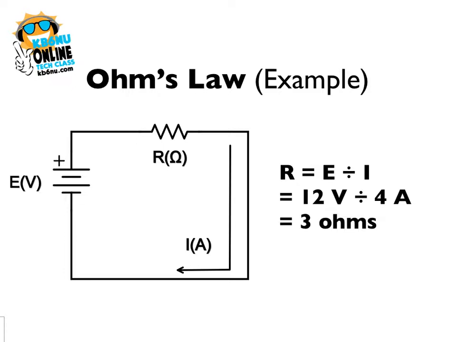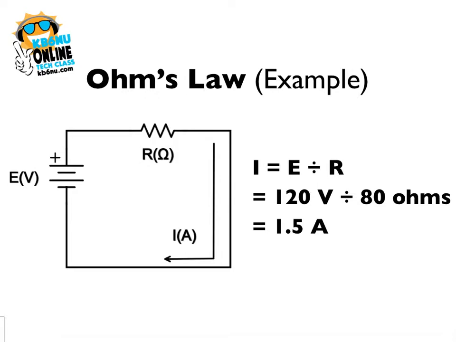Now let's take a look at another type of question. Question: what is the current flow in a circuit with an applied voltage of 120 volts and a resistance of 80 ohms? Answer: 1.5 amperes. In this example, we're going to use the equation I equals E divided by R. And in this example, that's 120 volts divided by 80 ohms, and that equals 1.5 amperes.